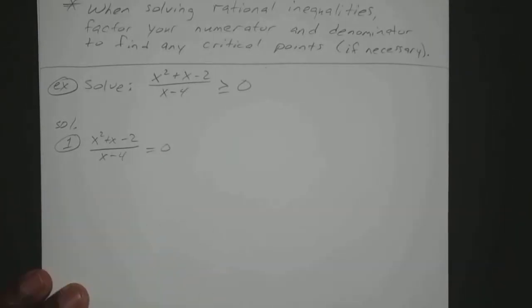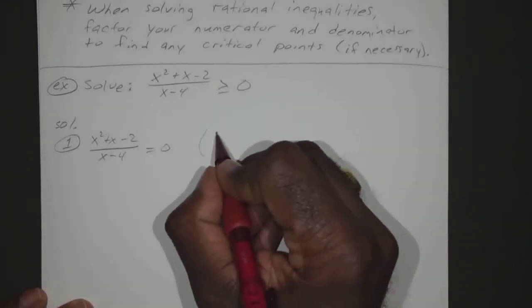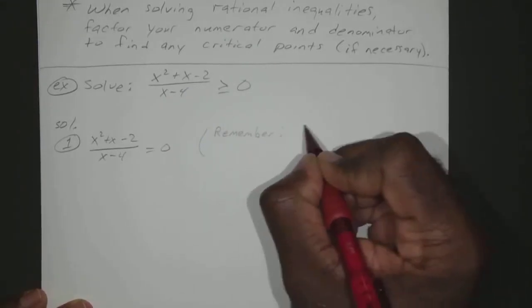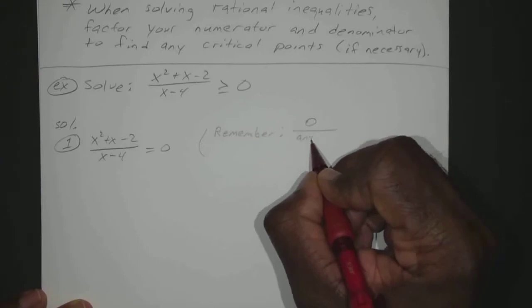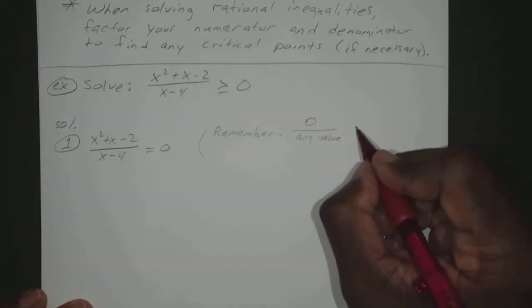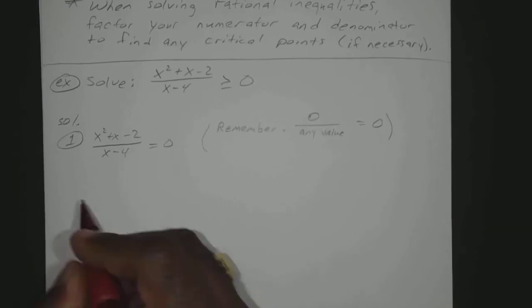Is equal to 0. So that part hasn't changed. You want to find where it's equal to 0. Okay. You just have to remember that 0 divided by any value that's not 0 is going to equal 0. So as long as you have a 0 in that numerator, it doesn't matter what's in the denominator, as long as it's not 0, it'll be okay.